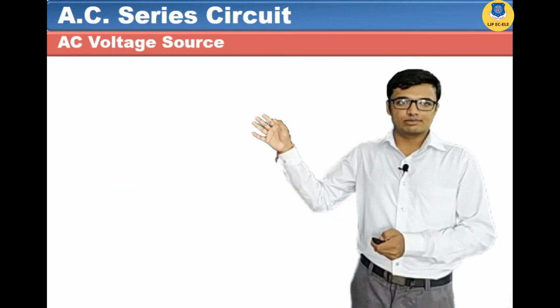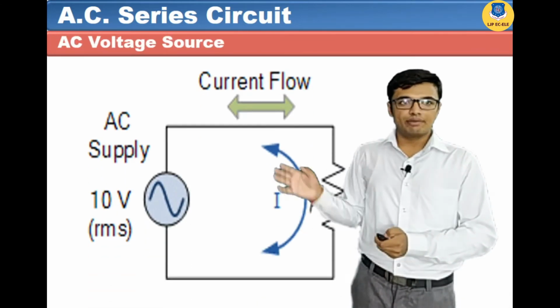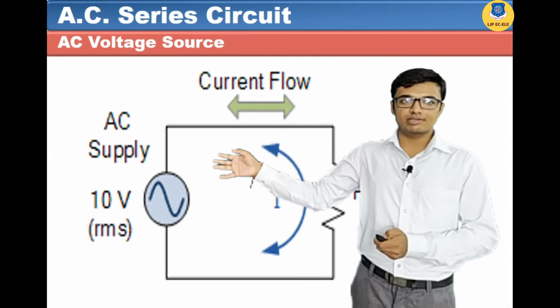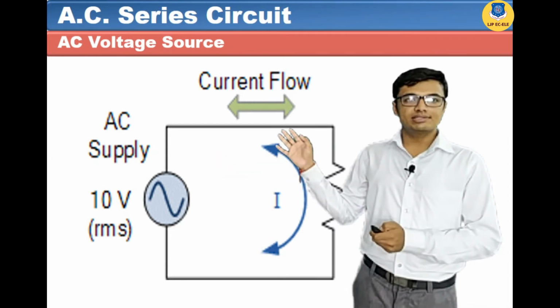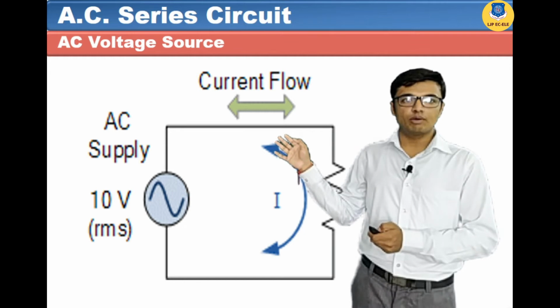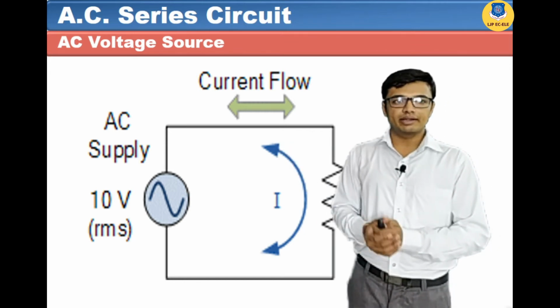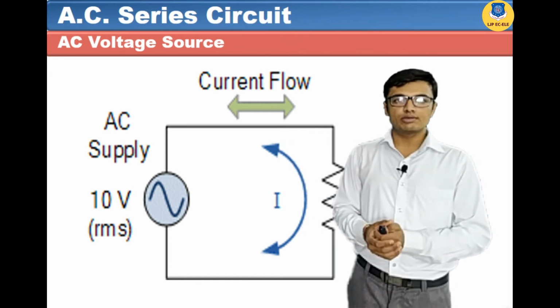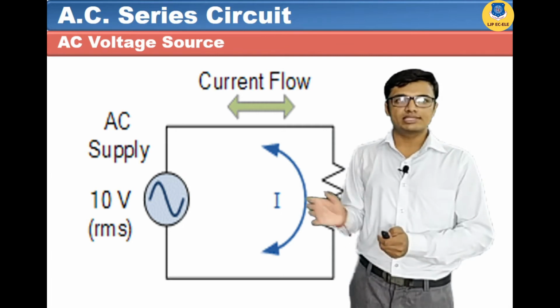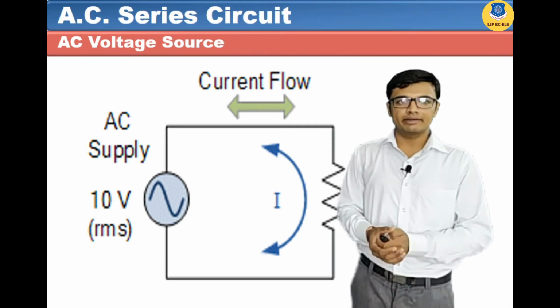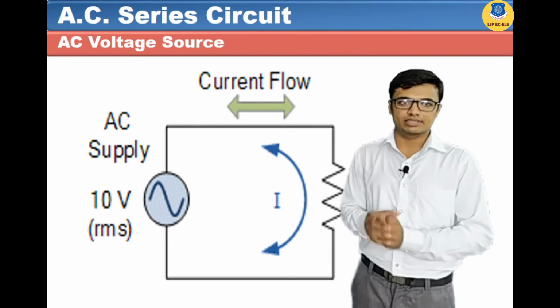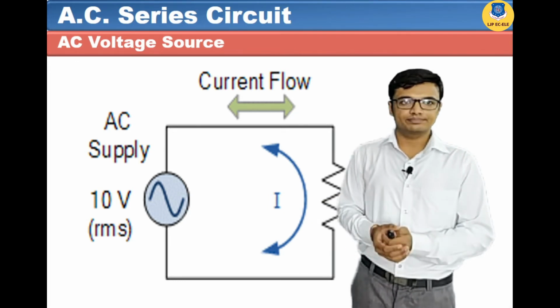Let's define the supply source, that is the AC voltage source. Here you can see in the figure that one AC source is connected in series with the resistance. This is the direction of current. So current will flow in both directions. Let's define the alternating source. A source which is continuously able to supply AC voltage is called the AC voltage source. And as we know, alternating current always flows in both directions and it continuously varies.